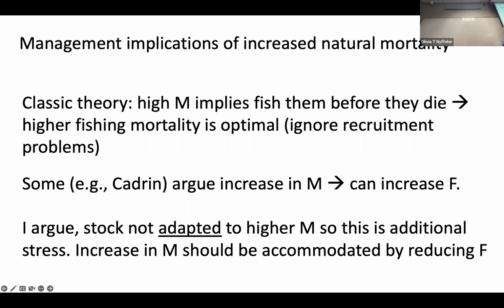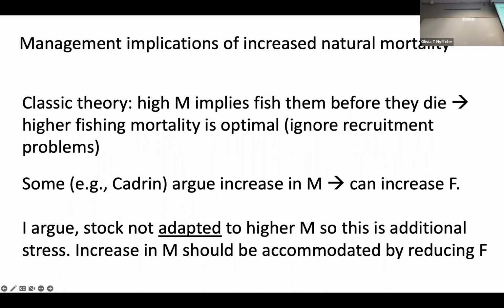I argue that the stock is not adapted to higher M, so this additional mortality is additional stress. Sorry, I'm messing up: the increase in M should be accommodated by reducing F. So if you think F is 0.2, but you know that the disease mortality is 0.1, you should say, oh, actually my effective stress on the system is 0.3. So reduce F if natural mortality goes up.